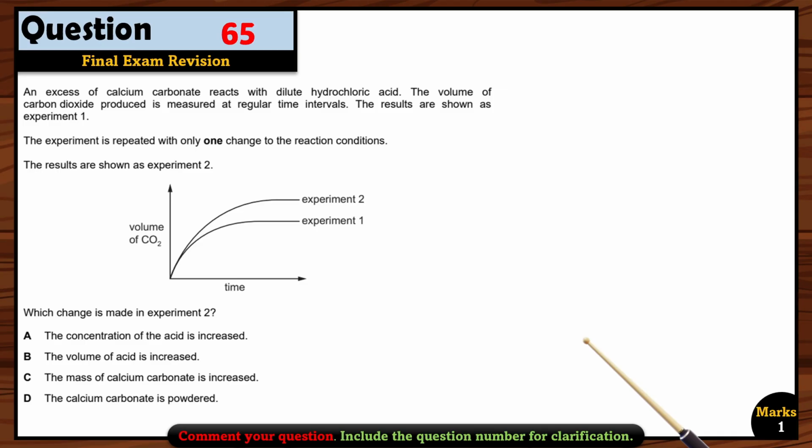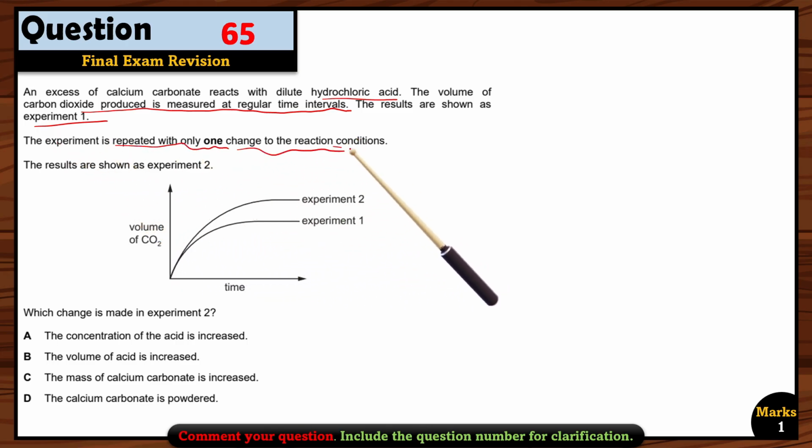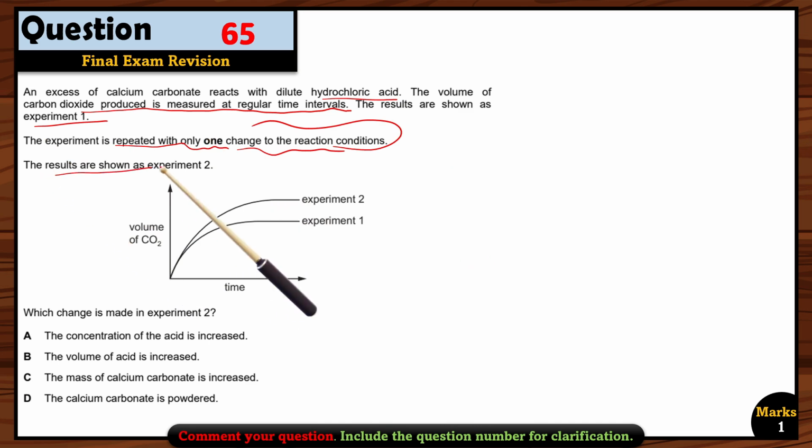Let's see question 65. An excess of calcium carbonate reacts with dilute HCl. The volume of carbon dioxide produced is measured at regular time intervals. The results are shown in experiment 1. The experiment is repeated with only one change to the reaction conditions. Okay, and we have excess of calcium carbonate here, right? And we are reacting with dilute HCl.